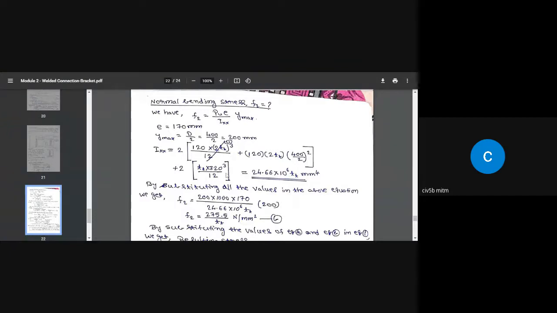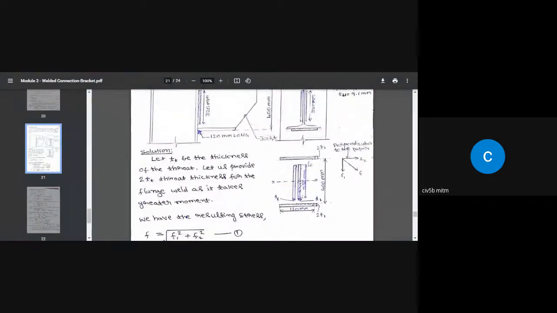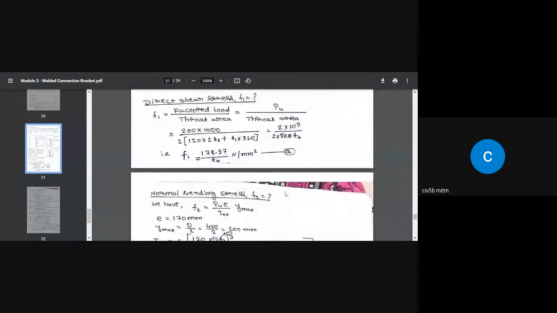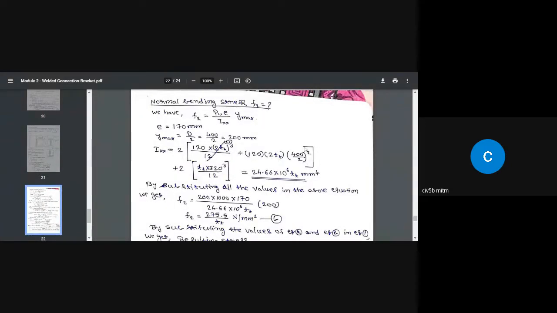Plus if you apply parallel axis theorem, because the centroid of the whole area XX is coinciding with the horizontal centroid of the individual weld area, then there is no perpendicular distance between those two axes. So that is 0. Therefore, AH square, where H is the distance between those two axes, is 0 in this case. So that's why the second part, plus something like this, I have ignored. Okay, so that does not come into the picture.